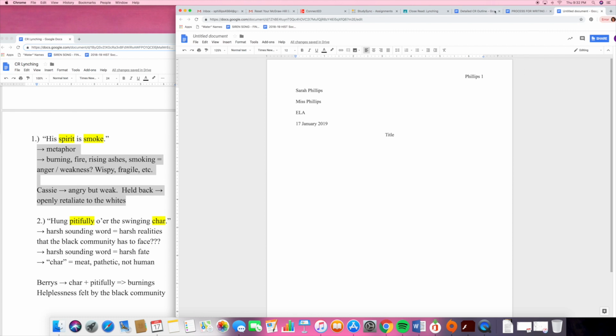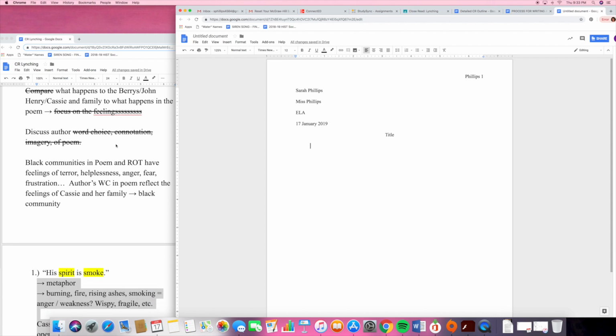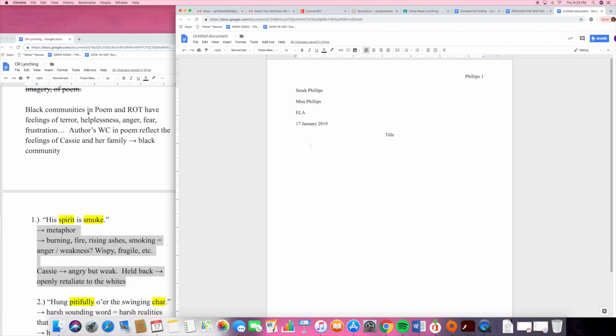That is our thesis. So I'm going to go back to my detailed close read outline or my brainstorming notes. And I had right here, Black communities in poem and ROT have feelings of terror, helplessness, anger, fear, frustration. Also to mention, author's word choice in poem reflect the feelings of Cassie, her family, and the Black community. Cool. How do I make this into a coherent thesis?